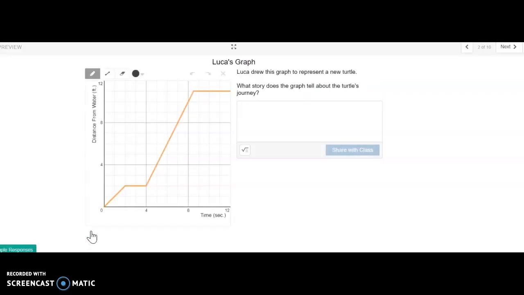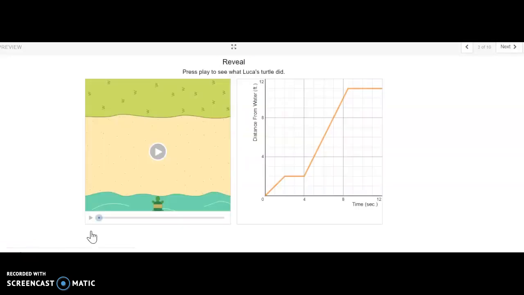So if you go to the next slide, now you have to tell the story about what's happening here. So do your best, type in some stuff, share it with the class, and don't worry if you get it wrong, because it's going to show you on the next slide what this graph looks like in turtle action. So actually, let's just watch that one. Gets out of the water, takes a break. He's walking, walking, walking, and then he stops and takes a break. So every time you want your turtle to stop, you just draw a flat line. So this upward is go, this is stop.